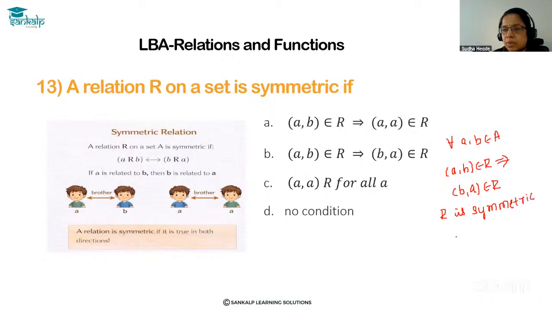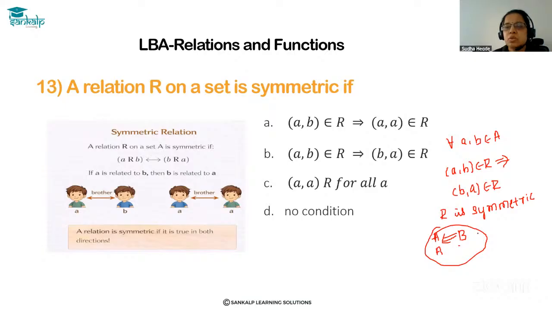One best example I can give: a and b both are boys. A is brother of B, then B is also brother of A. Correct? That's what's there in the image. You can check that one out. If a and b are boys, a is brother of b, then b is also brother of a. Correct? So this relation is symmetric.